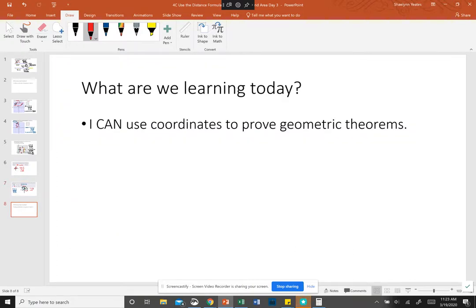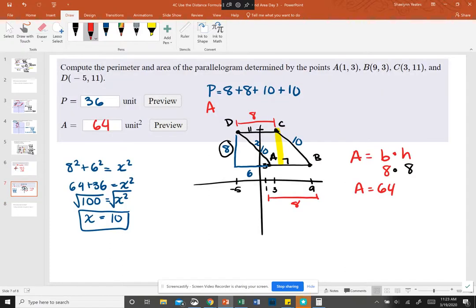We just finished everything that we're going to be doing with using coordinates to prove geometric theorems. Really, we're just using coordinates to show that we can find area and perimeter. We're not super proving anything. But I hope that you followed this fairly well.